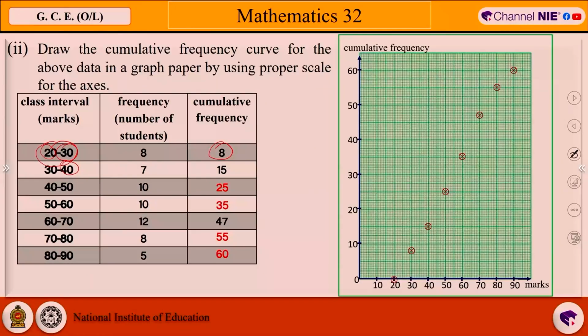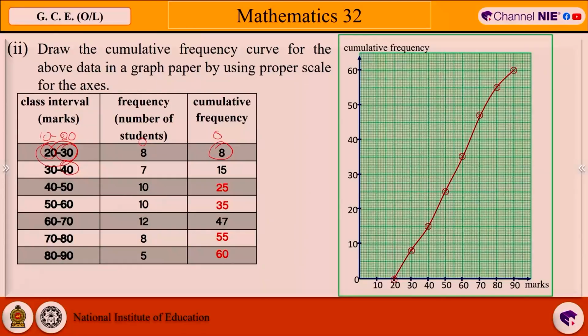Likewise, if you mark these points, you will get them like this. And here I have 0 at 20. Why is that? Suppose you have another class interval before 20 to 30 class interval, then the upper boundary is 20. If that class interval is 10 to 20, upper boundary is 20. Then what is the cumulative frequency for that? It's 0, isn't it? Because there are no students in this range. So, it is 0 here, isn't it? So, that is why you have to join this point at 20. Once you join these points, you will get a curve like this.